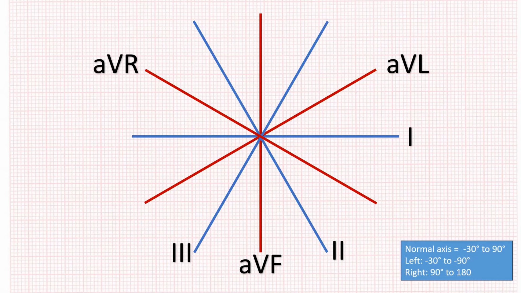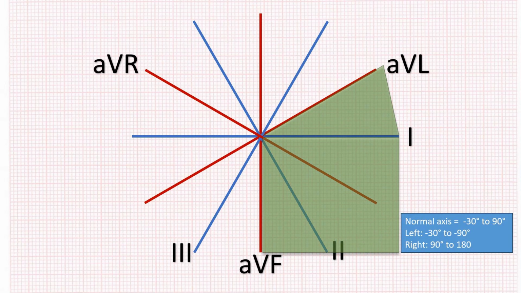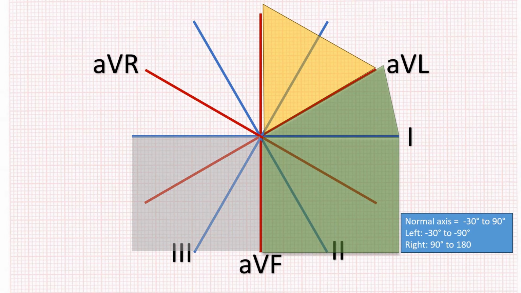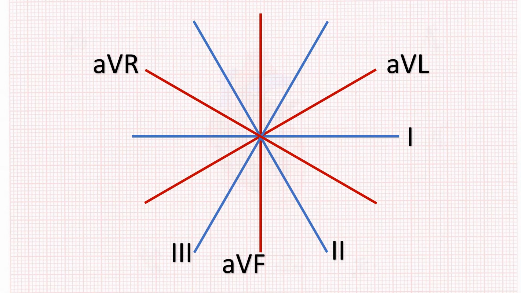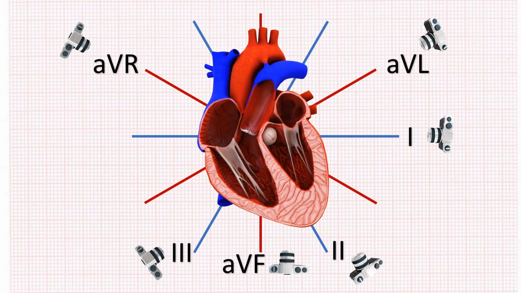Together, the normal axis that we would see in a patient would be between negative 30 and 90 degrees, which can be represented by this area. So it's really just AVL to AVF. We have a left axis deviation, which is negative 30 to negative 90, and then a right axis deviation, which is 90 to 180. Overlaying this on the heart, you can see that when it's beating, this vector is going to be mostly toward lead 2, which is going to have a mostly positive upward deflection.